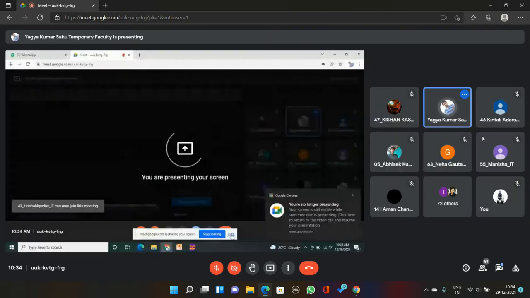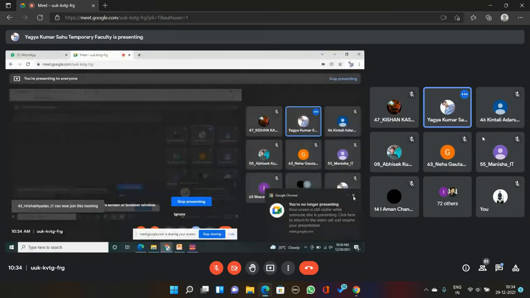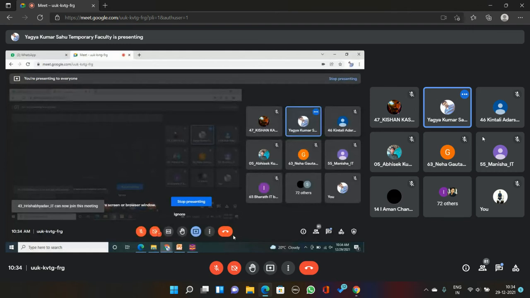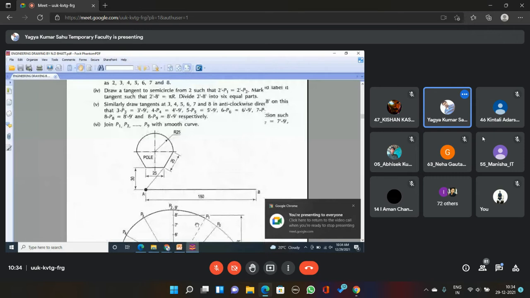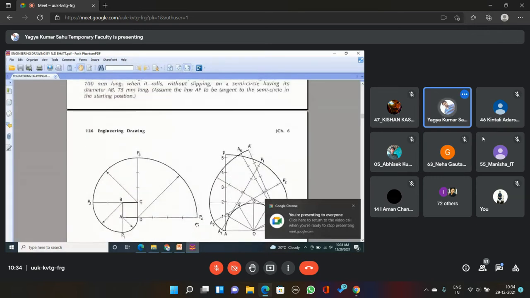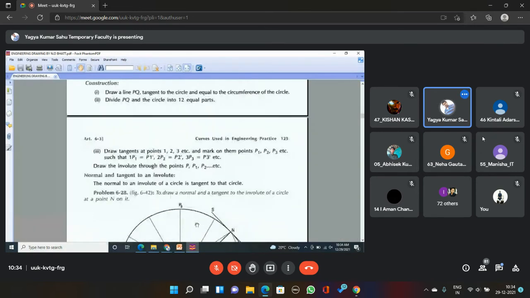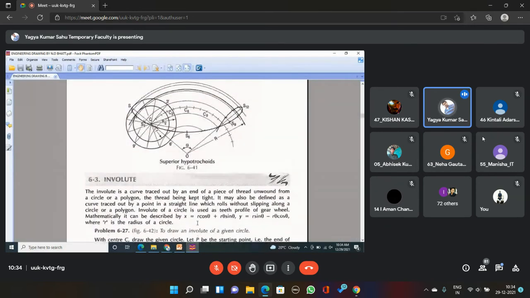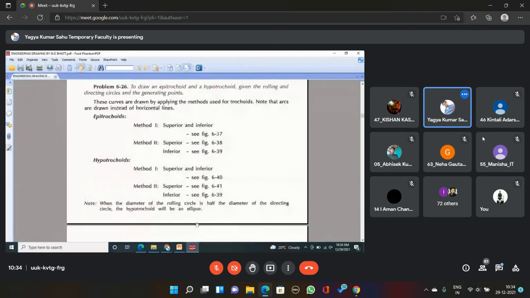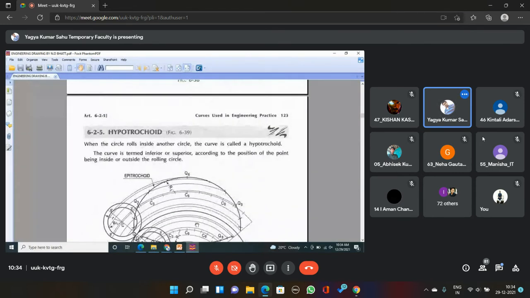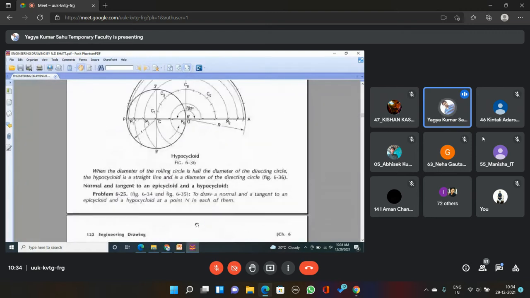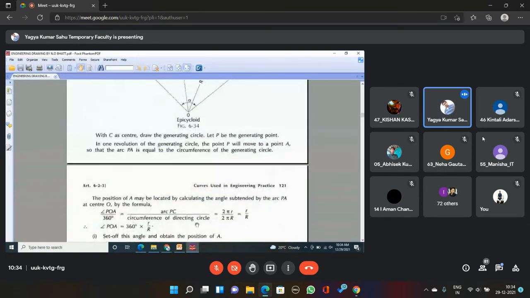So we'll start the next portion of first unit. Today, that is curves. Different types of curves. Basically, in your syllabus there are three types of curves: cycloid, involute, and helix. In cycloid we'll study normal cycloid, epicycloid, and hypocycloid. Three types of cycloid.